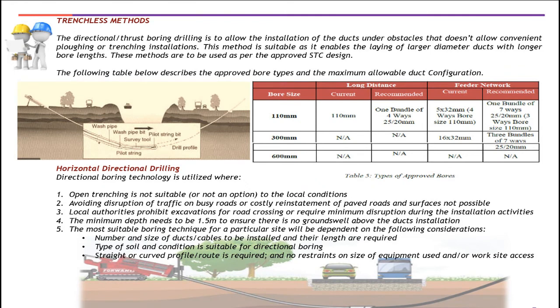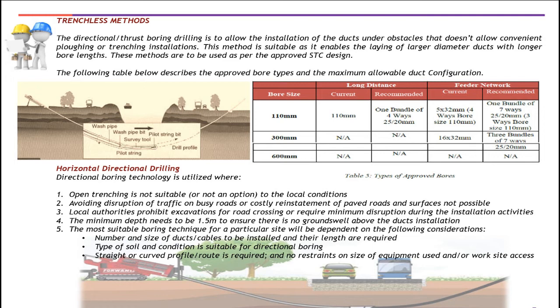Trenchless methods. By the way, what are the trenchless methods that we have now in STC? So we have HDD and thrust boring method, right? But what are their differences? Let's differentiate these methods.